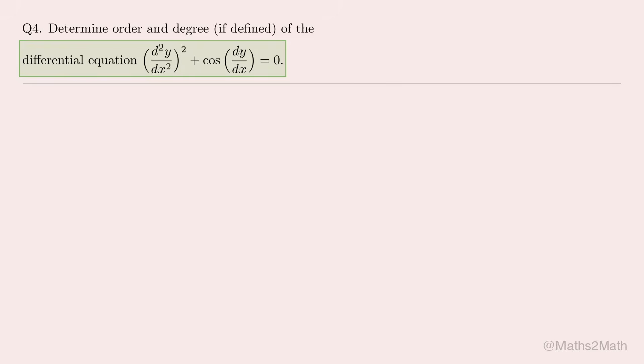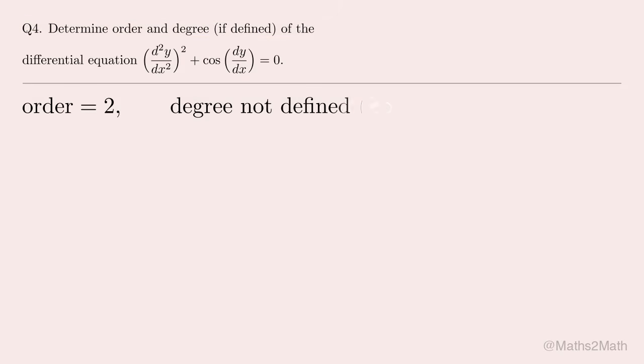Question 4. A squared second derivative but a cosine of the first. Order is the highest derivative. Degree is its power once the equation is polynomial in derivatives. The cosine spoils polynomiality. Order 2, degree undefined.